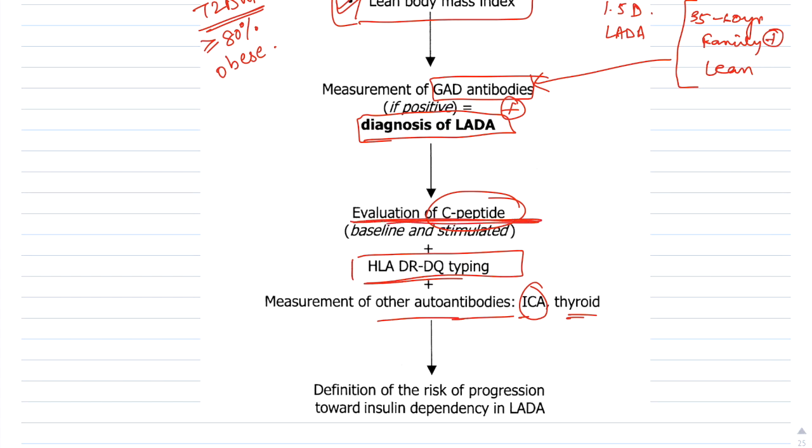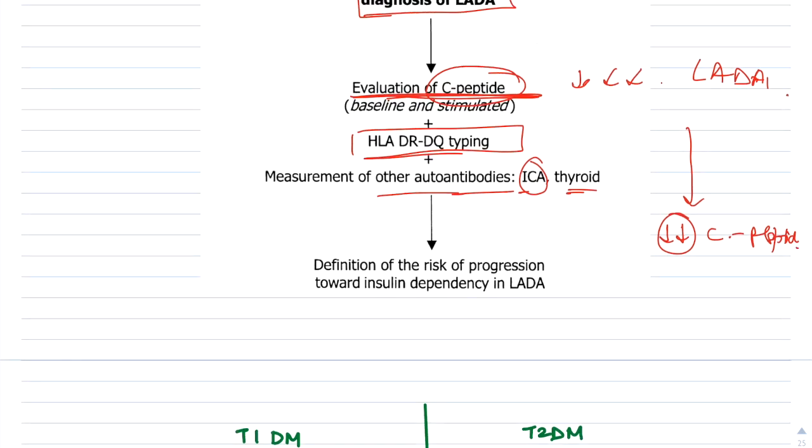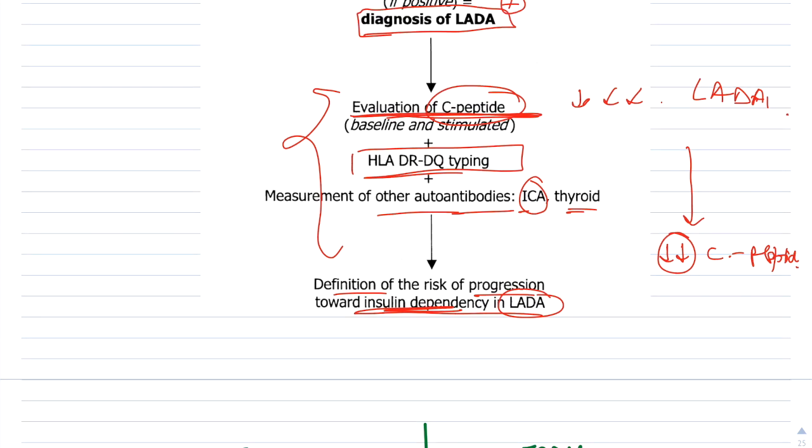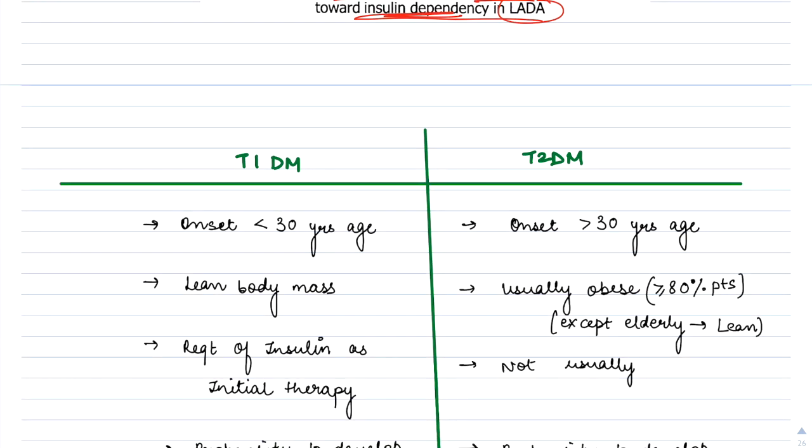Also we do evaluation of C-peptide, because there is decreasing level of C-peptide in LADA. Initially there will be presence of C-peptide because there is some amount of insulin secretion, but as time progresses, the insulin secretion decreases because of destruction of the beta cells, thus leading to decrease in C-peptide levels. By the evaluation of these factors, we can define the risk of progression of LADA towards insulin dependency. So this was all about type 1.5 diabetes, or latent autoimmune diabetes of adults, LADA.